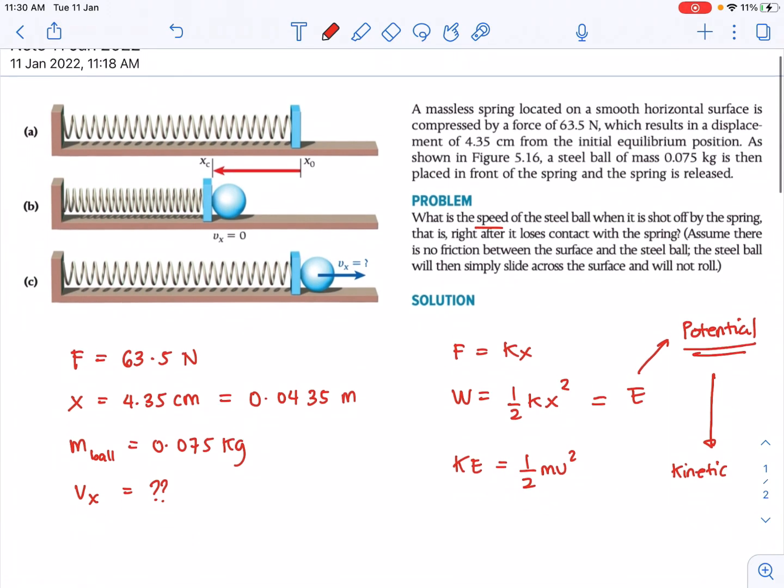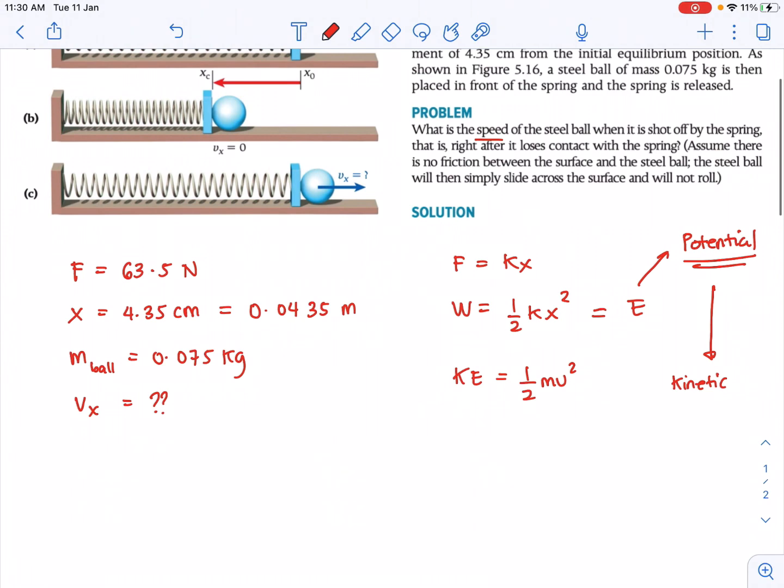All right. The first thing we need to do is solve for K, so that we can use this K to substitute in our second equation to solve for work, because this work becomes our potential energy. And once we have our potential energy, that potential energy becomes kinetic energy, which would later allow us to solve for the final velocity. So let's do this step by step. The first step is solving for K, or the spring constant.